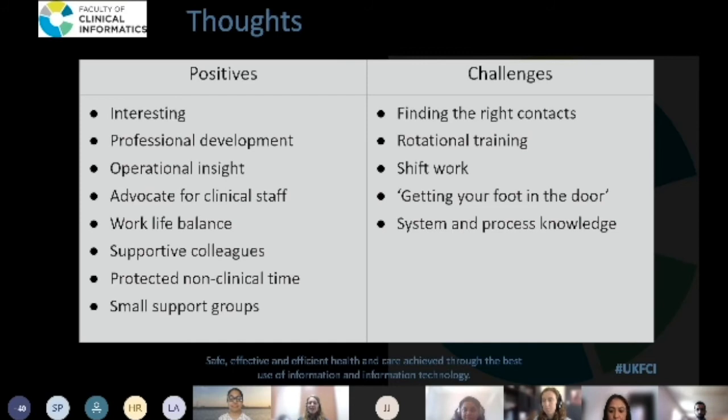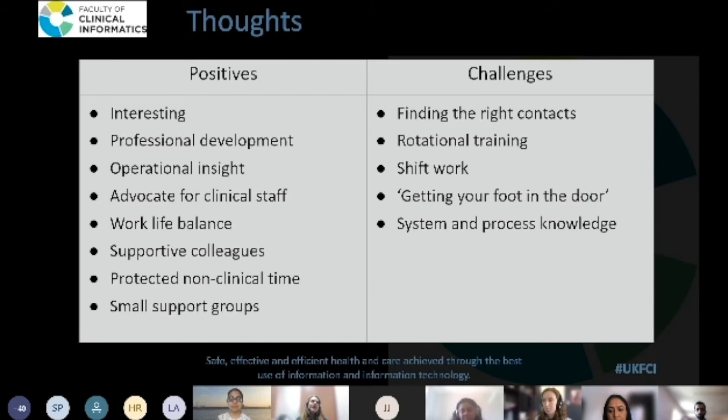And I think that mentoring and close peer support is so important through this. And that leads me on to a little bit about the challenges. I really struggled last year to find the right contacts in a place that I'd never worked before, with a system I didn't know. And that was made worse by that rotational training pattern.